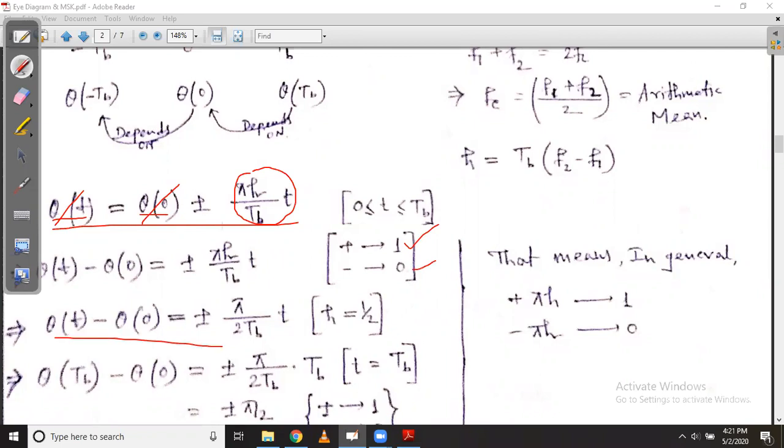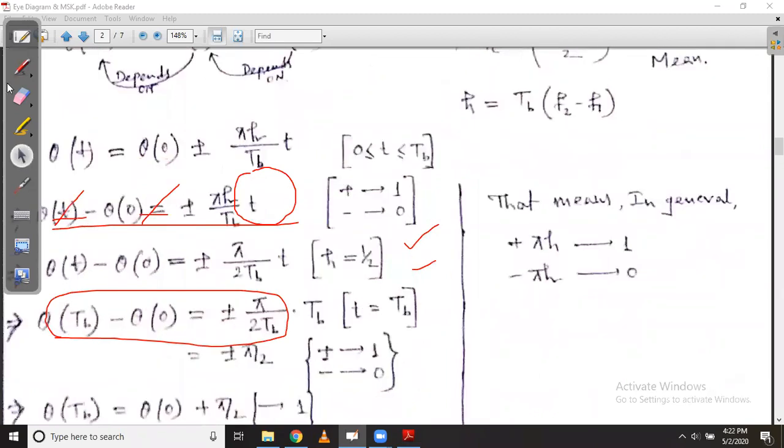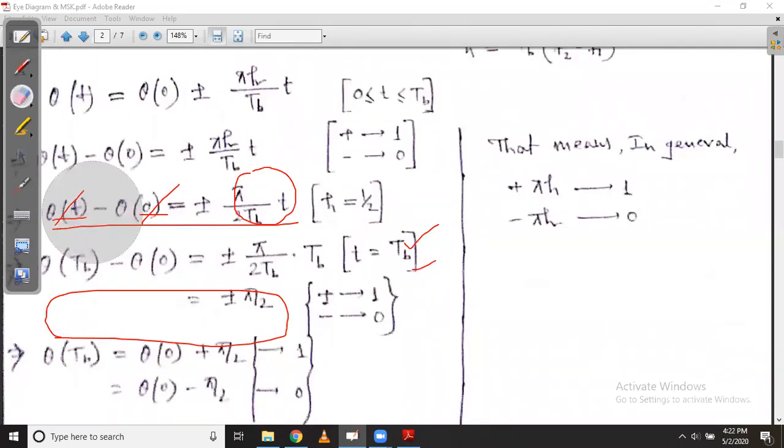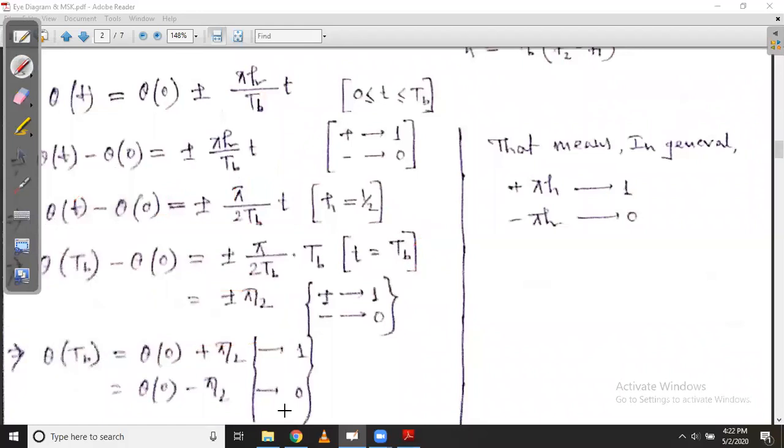Now, just rearranging that equation, after that we put the value Tb instead of t in this equation. So t is replaced by Tb, here also t is replaced by Tb. Finally we get plus or minus pi by 2, which is the phase angle difference between theta(0) and theta(Tb). Again I am telling, plus means 1, minus means 0.